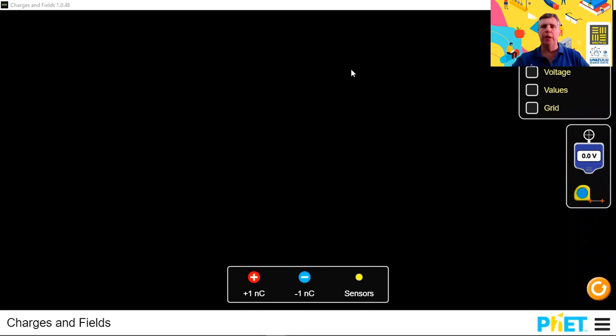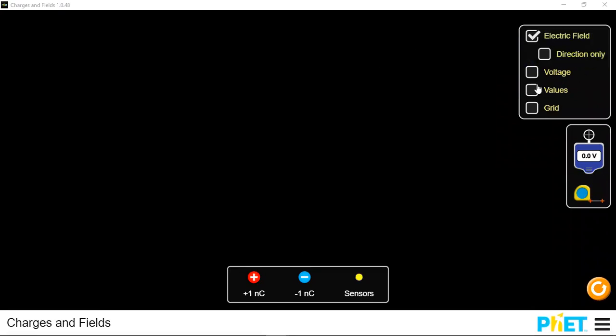So let's have a look at this PHET app called Charges and Fields. I'm going to hide my head so we can see all the controls over here. So let's start off by placing a 1 nanocoulomb charge there. That's the charge that creates an electric field. Now, what do we mean by an electric field? Well, we simply mean a region in which the charged particle would experience a force. So here's a test particle, a charge, and we can see that when we put it close to our 1 nanocoulomb charge, it experiences a force which is shown by the arrow.